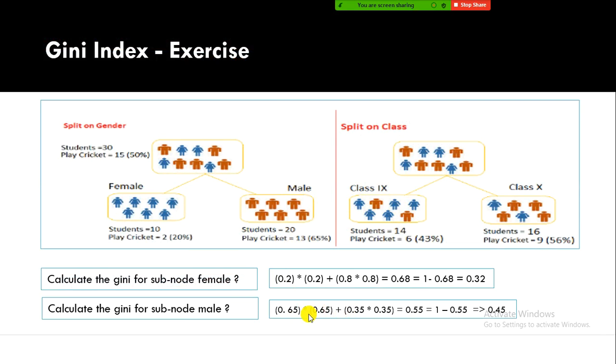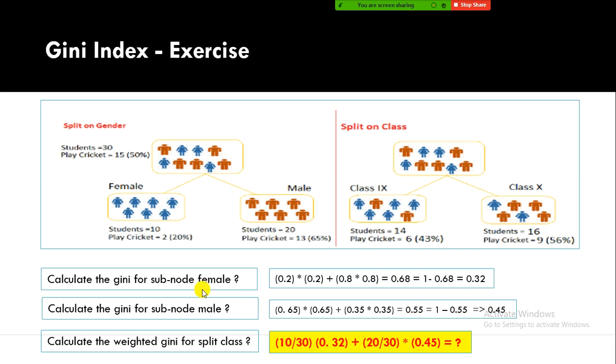0.65 into 0.65 is those who play cricket, and the remaining 0.35 don't play cricket. This is class 1 and class 2, so we need to square them. When you solve this, you get 0.55. If you subtract this from 1, the Gini is 0.45.